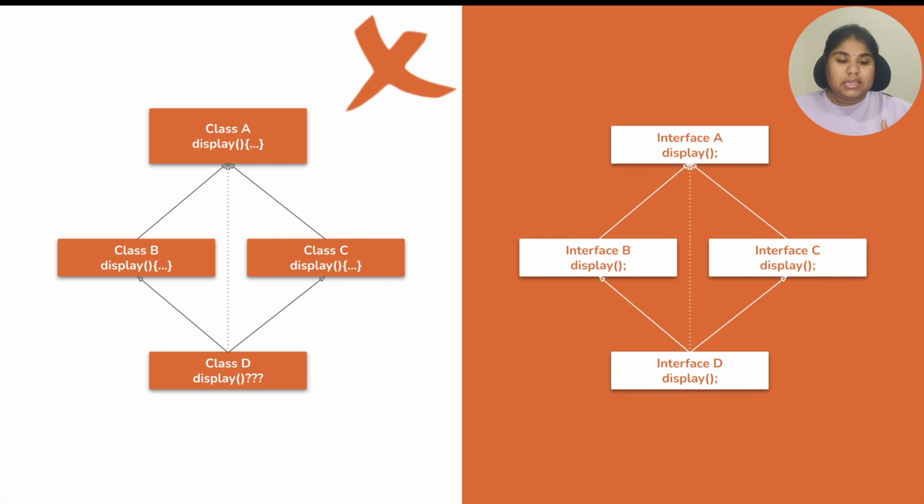When interface D is extending from both the interfaces, B and C, it will also get the same display method. When the display method is called in D, since there is no implementation added in the method, there is no ambiguity at all. So this is how multiple inheritance is possible in Java using interfaces.